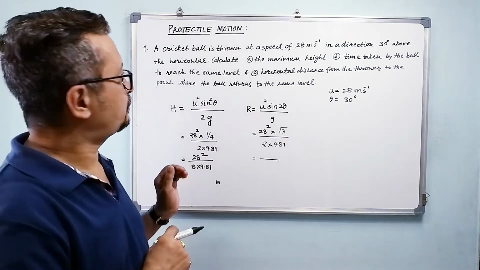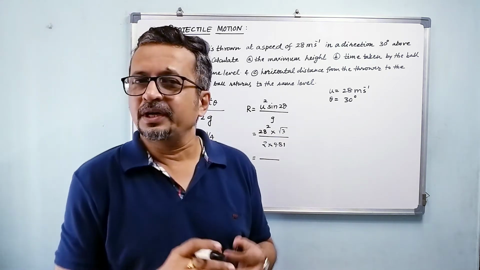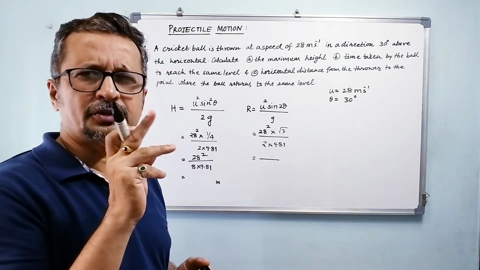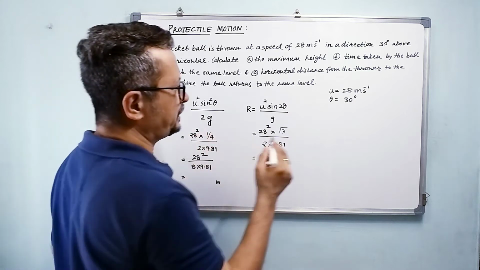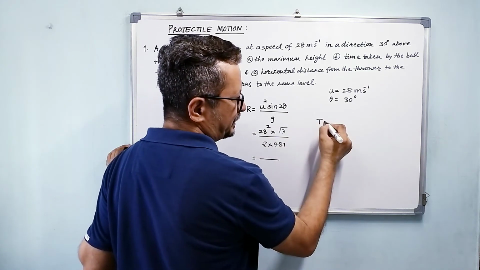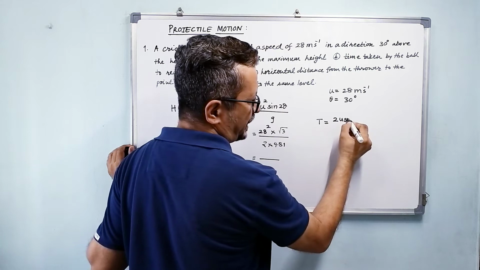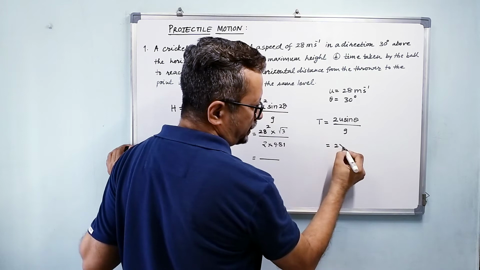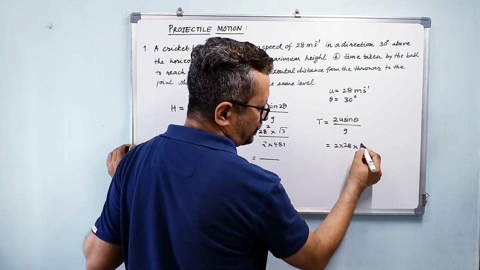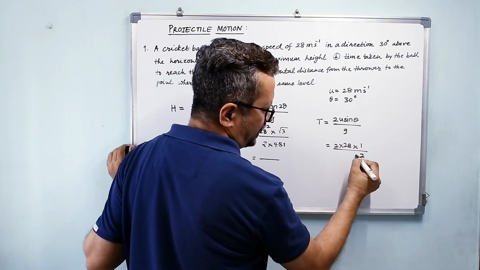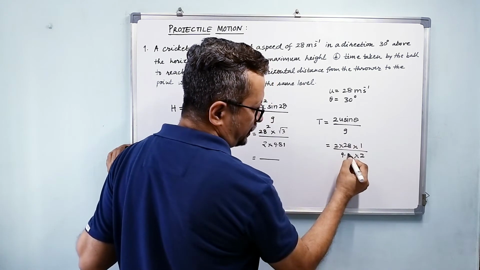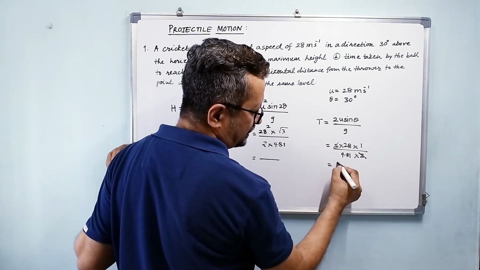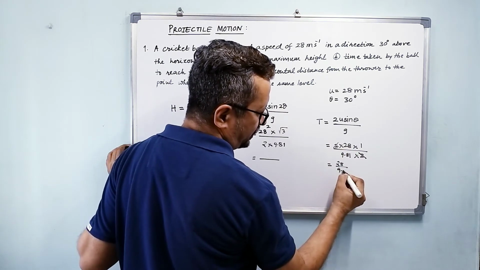The second part is the time taken by the ball to reach the same level. So in other words, they are asking for the time of flight. And what was the time of flight? Was it not 2u sine theta upon g, right? So my time of flight is equal to 2u sine theta upon g. So that would be equal to 2 into 28 into sine of 30, which is half, and then divided by 9.81, and we calculate this and you get the time of flight as 28 upon 9.81.